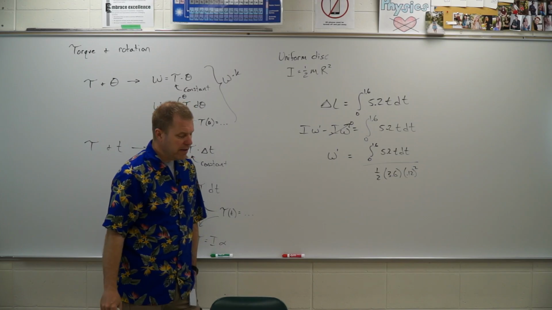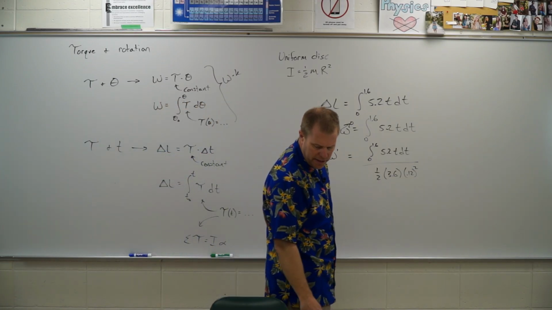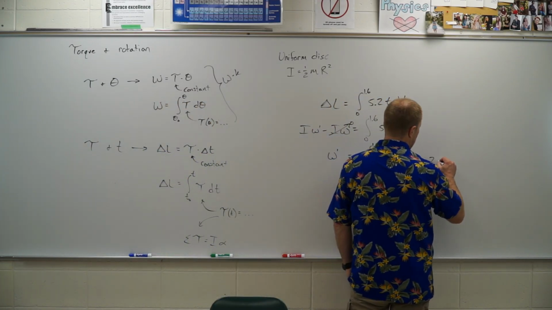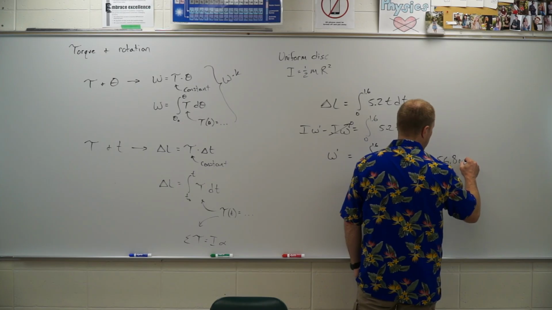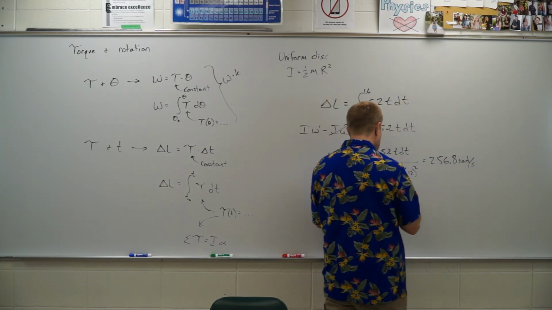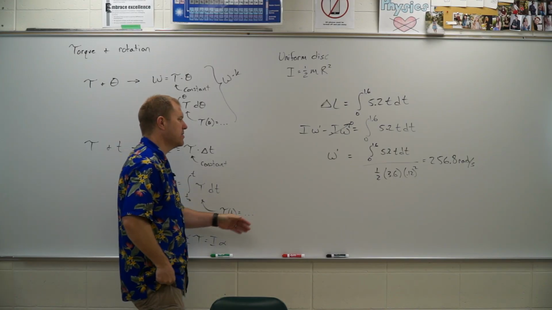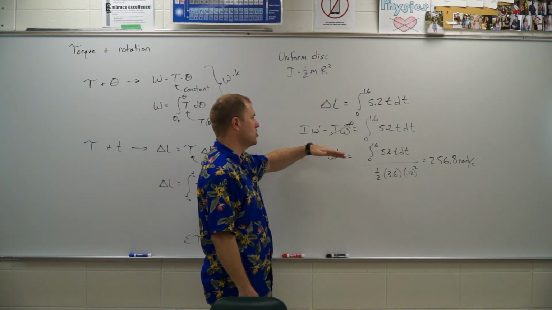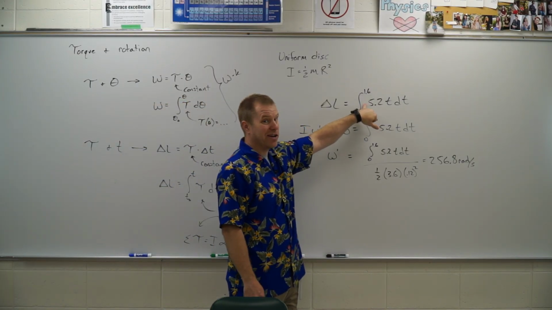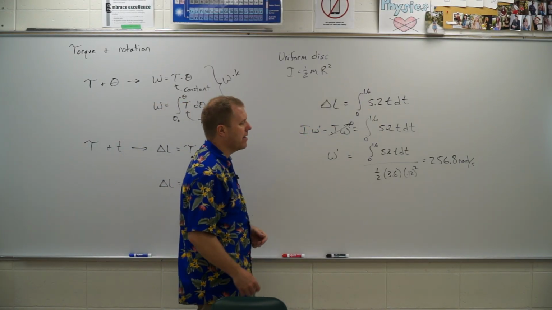Type this in my calculator. We should get something like 256.8 radians per second. We will have direction on stuff like this, so this would be in the same direction as this torque was being applied, so whatever this direction was will be the direction for that.